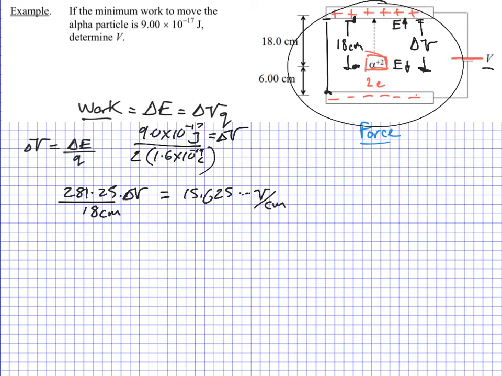Well, 24. So now all I have to do is take this value, 15.625 volts per centimeter, and multiply it by the total number of centimeters, which is 24. The centimeters cancel out, and I'm left with the total voltage across the entire gap of 24 centimeters, which is 375 volts. I'm just going to check my significant digits. I've got 1, 2, 3, 1, 2, 3, 1, 2, 3. So I'm good there.